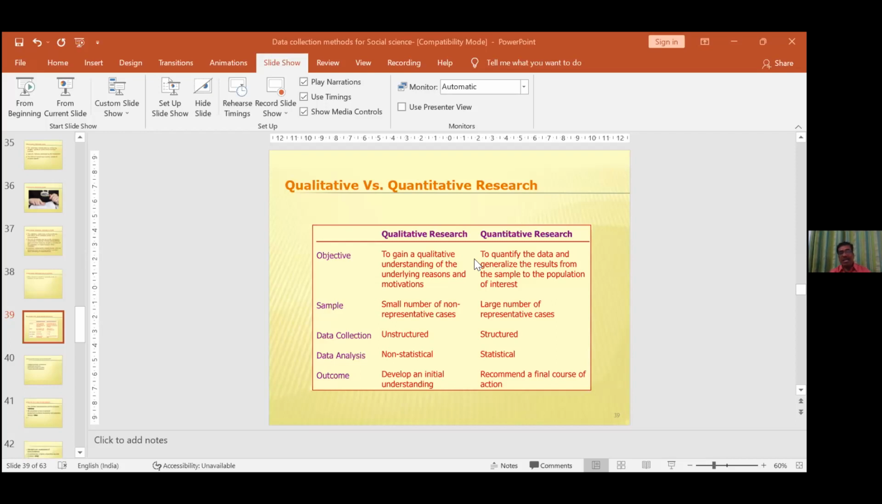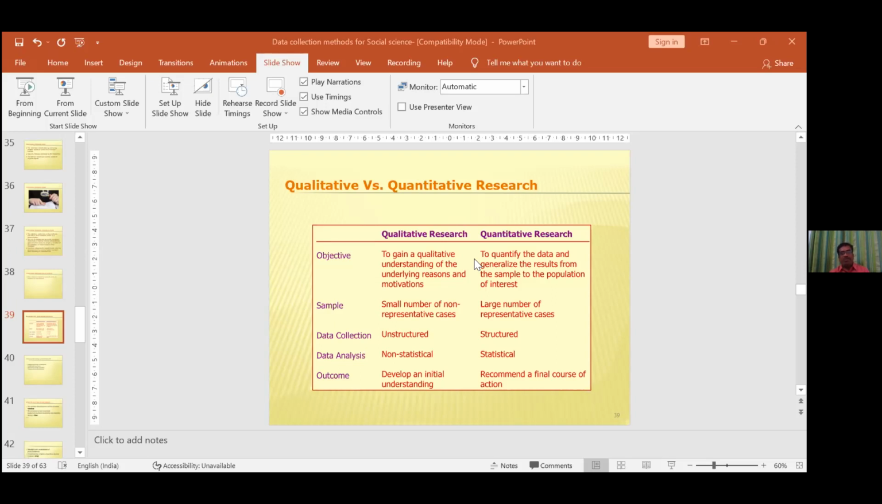Sorry, we have seen primary data, not secondary data. Primary data can be collected by two different methods. One is qualitative research, another one is quantitative research. We have seen how primary data can be collected in quantitative research. In quantitative research, we have seen two methods: one is the survey method, another one is the observation method. So we have seen these two methods.